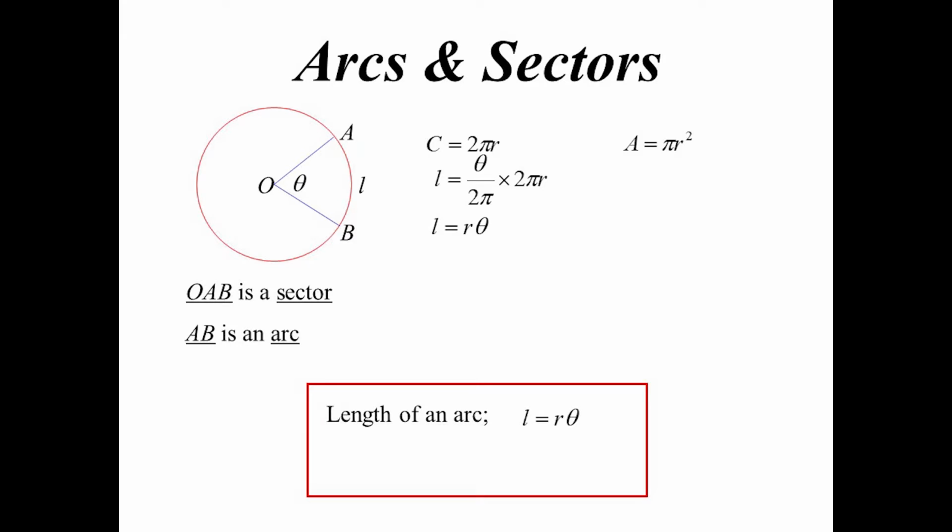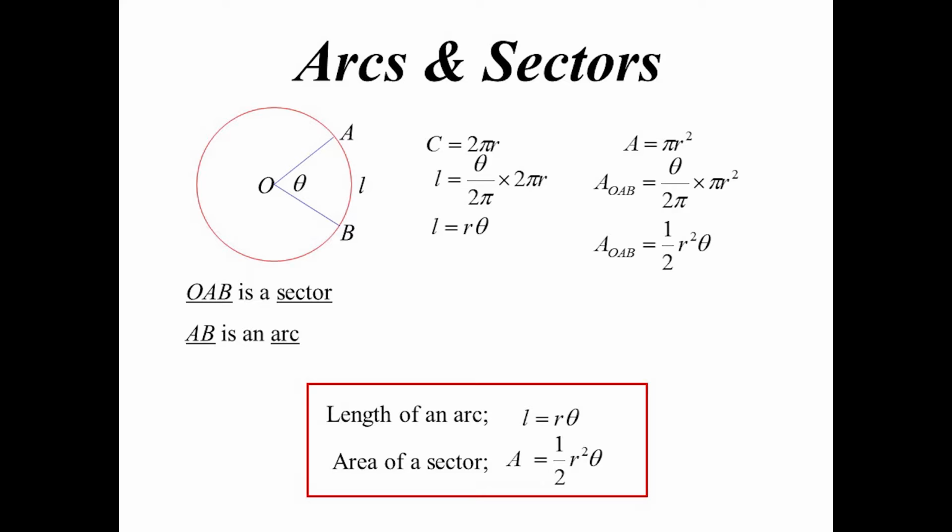So there's the length of an arc, and for an area a similar thing happens. If I want the area of that sector, it will be the proportion of the circle, theta divided by 2 pi, the pi's cancel, and we just get the formula half r squared theta. Now, I've done it for the minor arc and the minor sector. If we wanted to work out the major one, then we'd use the reflex angle.